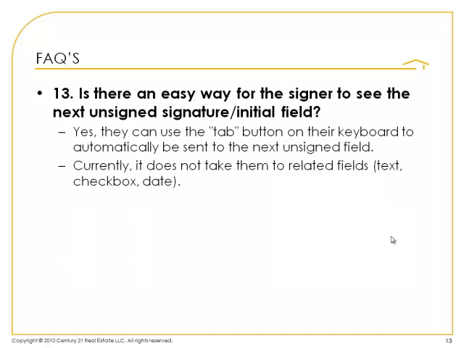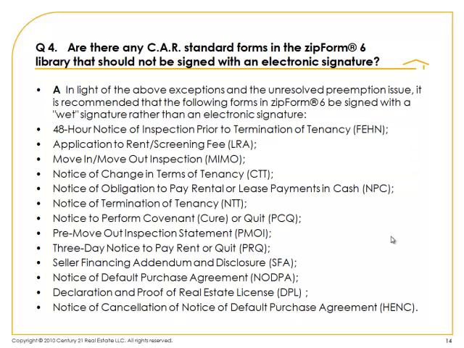Is there an easy way for the signer to see the next unsigned signature? Hitting the tab button takes you to the next field that requires a signature or initial or that sort of thing. They're not necessarily related fields, but whatever the next field is, that's the way to move through it quickly. There is a little training program for users if they need it, but it isn't that hard for the clients to figure this out.